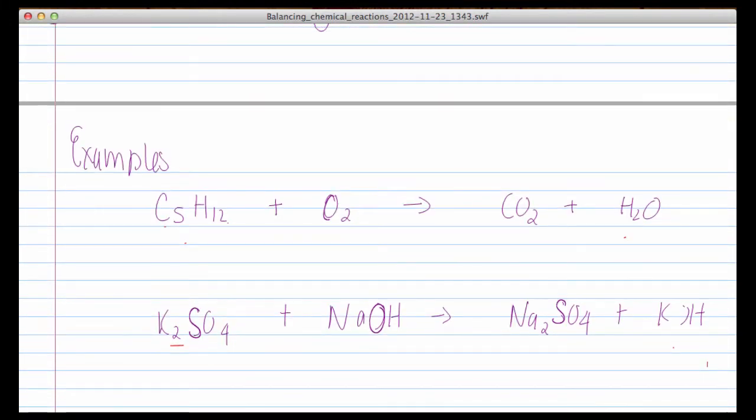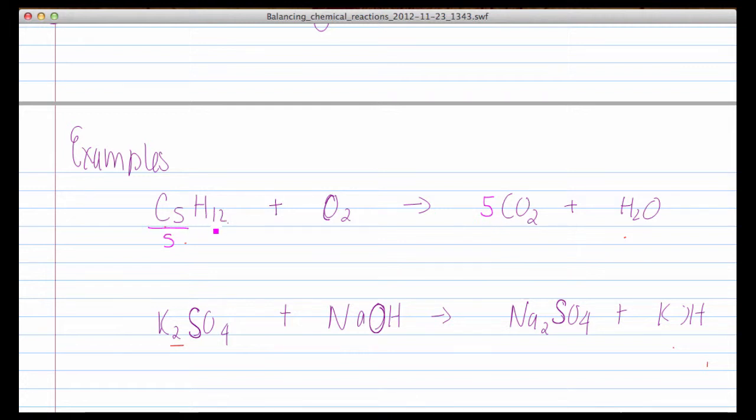So I've got two examples we can go through here. So just let me change my pen color. The first thing we're going to look at balancing for this first reaction, which is a combustion reaction, is the carbons. So I notice I have 5 on this side and I have 1 on that side. So I'm going to put a 5 here. Now I have 5 carbons on each side.